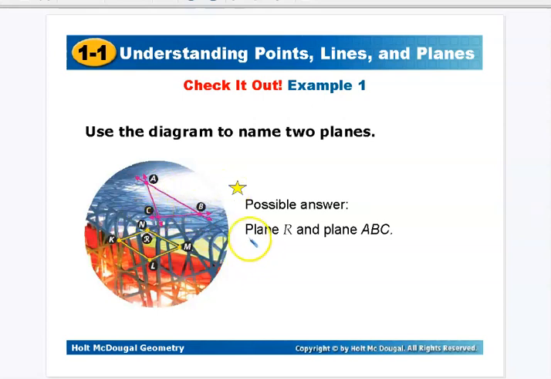Now, if you chose to, you could name plane R in an additional way. You could say plane and pick 3 of these points. 3 of the points are on that plane. Let's just say L, M, N would be an additional way to name that plane. Again, write down questions as you have them when they come up.